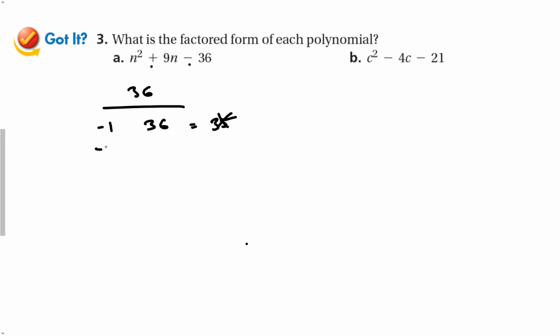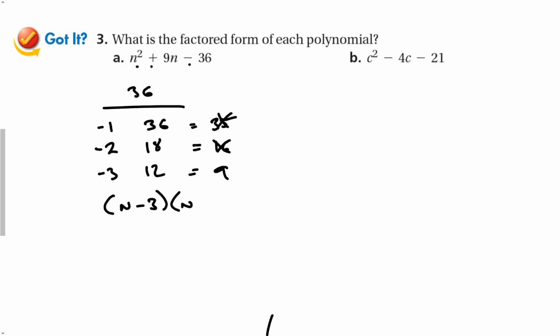2, negative 2 times 18 is 16. No good. 3. So negative 3 and 12 combine to give me negative 36. And that is positive 9. Okay. So my answer is, same variables here, n minus 3 times n plus 12.